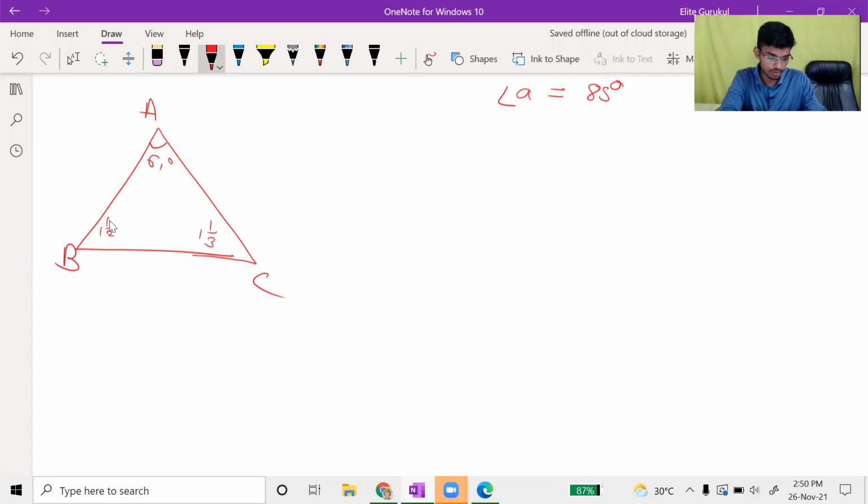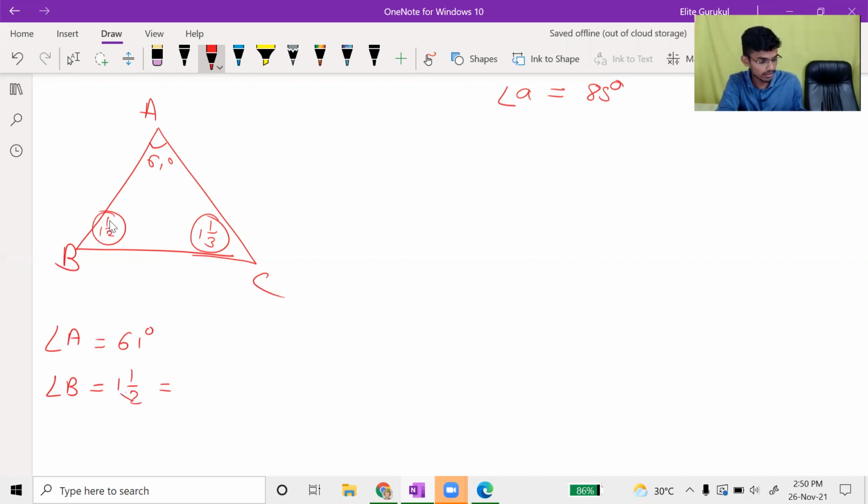So first of all, we have to convert these into proper fractions. Are they proper or improper fractions? They're not proper fractions, they're mixed fractions. Very good. So we have to convert them into improper fractions. Angle A is equal to 61 degrees, right? Angle B is equal to 1½, how will you make it a fraction?